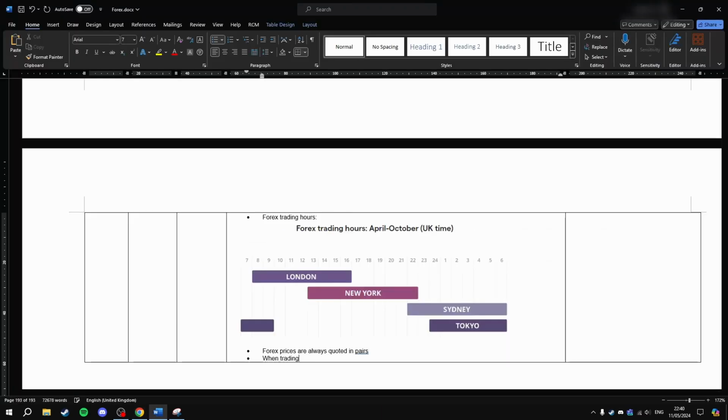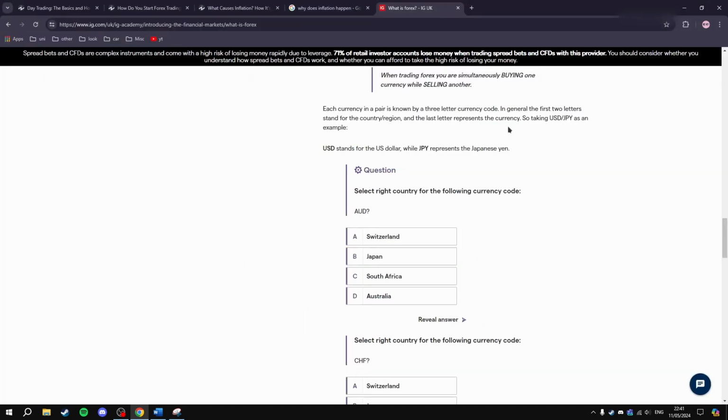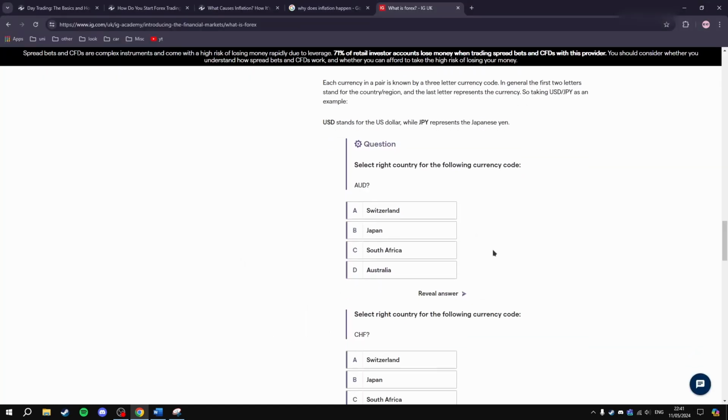So when trading Forex, you are simultaneously buying one currency whilst selling another. Each currency in a pair is known by a three-letter currency code. In general, the first two letters stand for the country or region and the last letter represents the currency. Taking USD/JPY as an example, USD stands for the US dollar while JPY represents the Japanese yen.